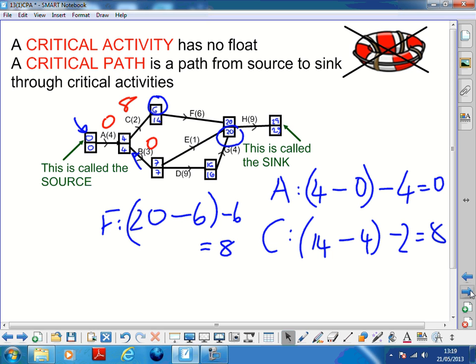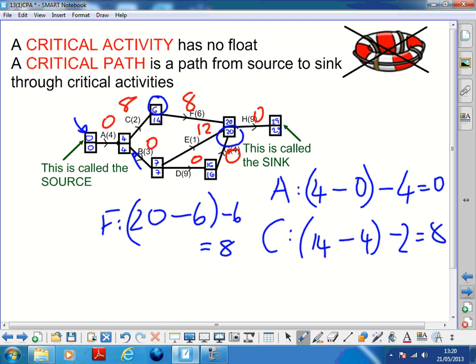As well, yeah. Okay. So at E, yeah, can start at 7. It goes to 20. So it's got a float of 12. Okay. And at D, 7 to 16. So yeah, that's no float. And then G, no float. And for H, obviously no float. That's it. That's the floats, right?